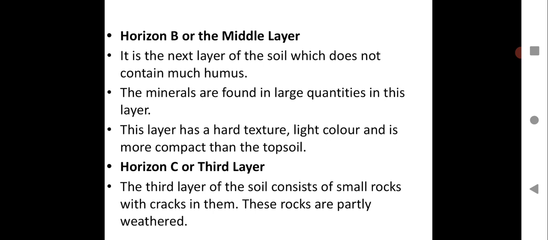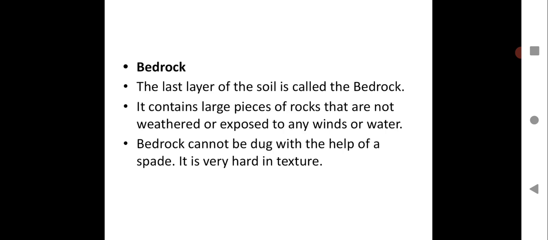So here it has a hard texture, light in color and is more compact than the topsoil. More compact in the sense it is not as porous. It will not soak up that much water as the topsoil does. Horizon C or the third layer now. The third layer of the soil consists of small rocks with cracks in them. These rocks are partly weathered. As I told you, you have seen in the diagram, you have some rocks in this horizon C, that is the third layer. Please maintain all these important points in your notebook, children.